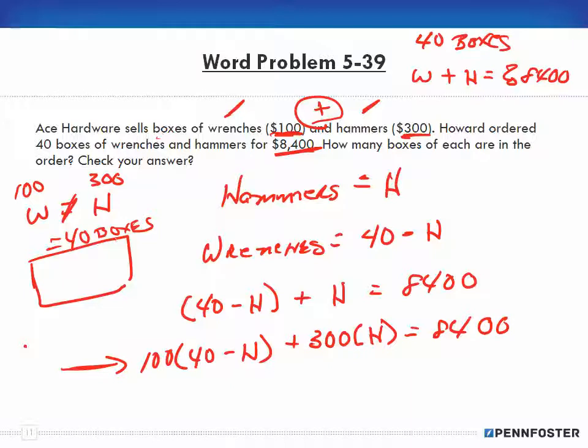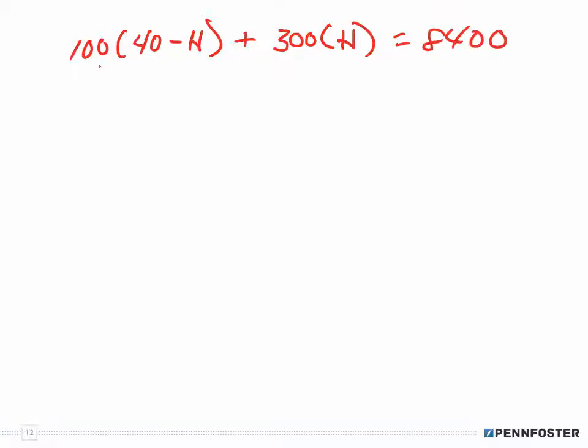So let me quickly insert a new blank slide here. We had $100 for the wrenches, and remember, 40 boxes minus the number of hammers would give me the number of wrenches, each one at $100. And we're adding those to the $300 for each hammer, and they total 8,400. So to do the math, I have 100 times 40 is 4,000, minus 100 times h, plus 300h is equal to the 8,400.